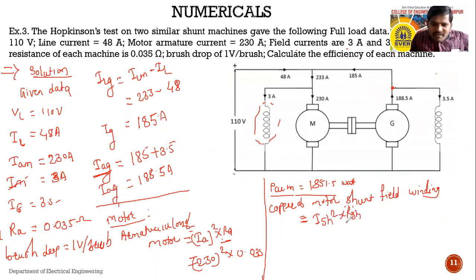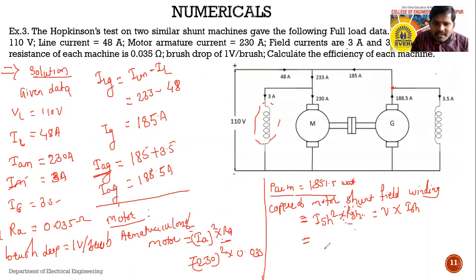You people don't know the value of RSH, so instead of writing RSH, I can write V divided by ISH. If I put that, I get V into ISH. One ISH and the other ISH will cancel, only one ISH will remain. So V into ISH. Do you have the value of voltage V?